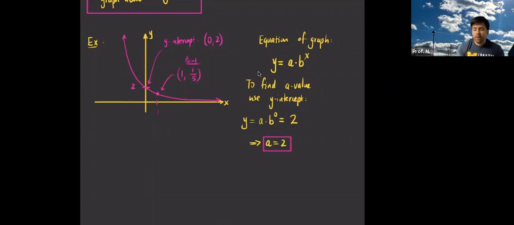So now I know my a value equals 2. Since I know my a value equals 2, I know that this is going to be equal to 2 times b to the x. That's my function so far. I have to find b. So this is the first part of the problem.